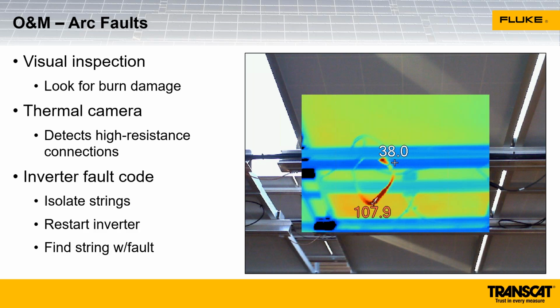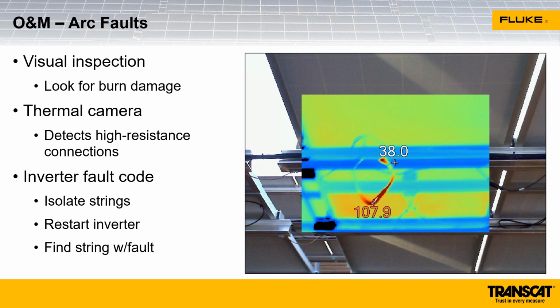A lot of times the inverter will have arc fault detection and will have a fault code. In that case, one strategy for isolating where the arc fault is to isolate all the strings in the system, turn one string on, so connect one string to the inverter, restart the inverter, see if it kicks up with the arc fault code, and then if that doesn't go through it, maybe you split it in half, so isolate half the strings and then turn the inverter on, see if it still has the fault code.